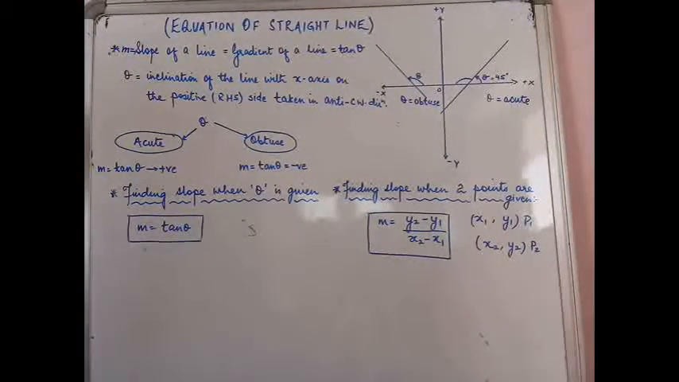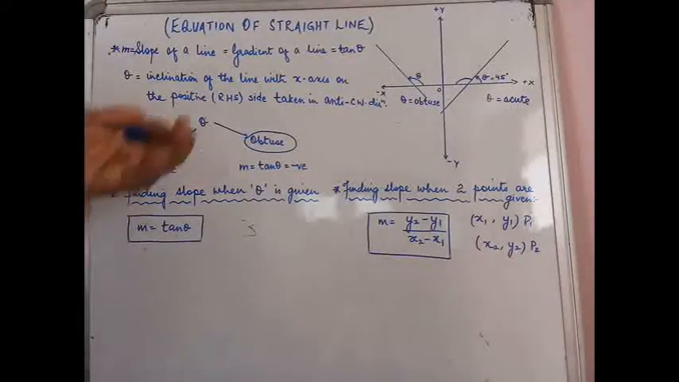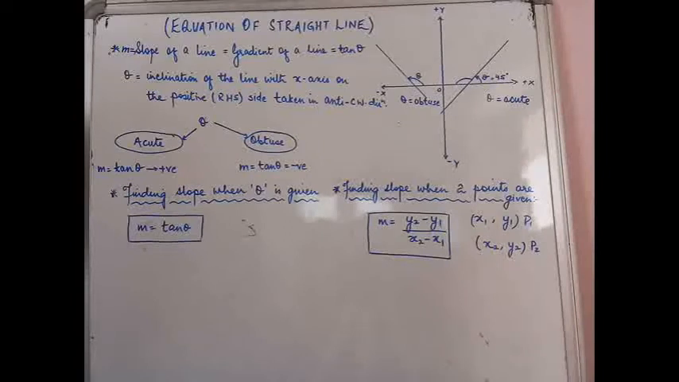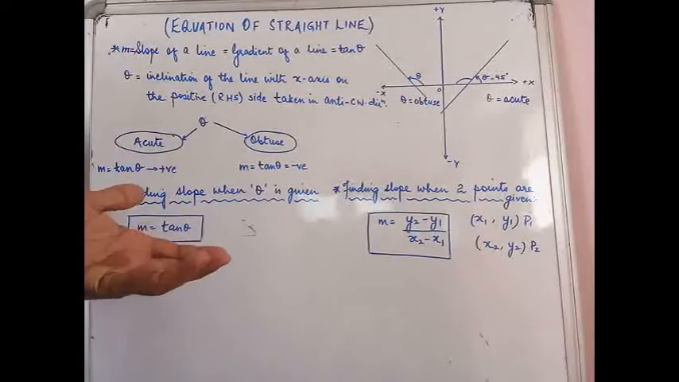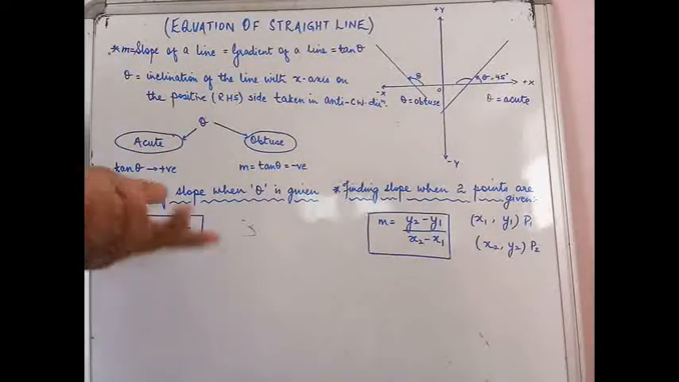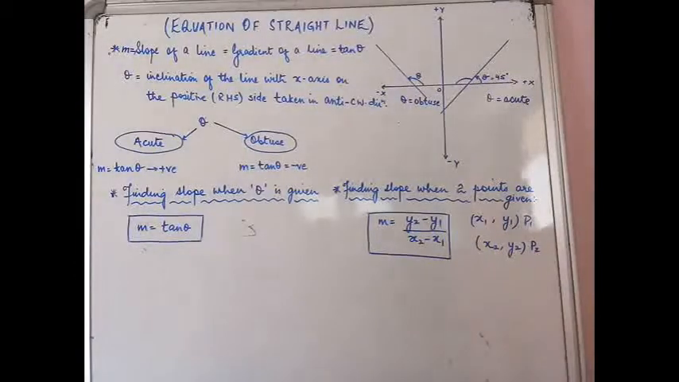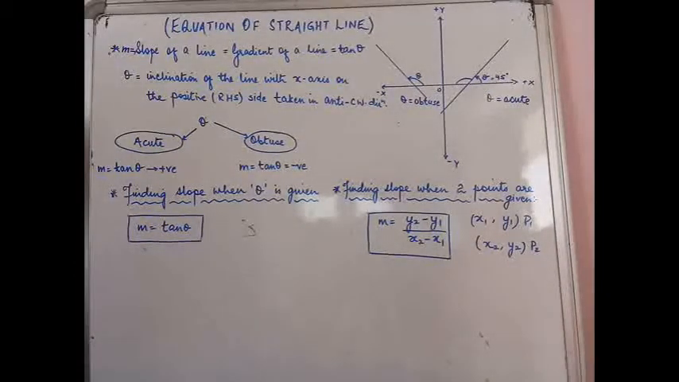So angle theta will be given, you will directly put the value. Suppose, let's say for another example, theta is 30 degrees. What will be the slope of the line? The slope of the line will be tan 30, and tan 30, as we know, is 1 by root 3. So that is the slope of the line.